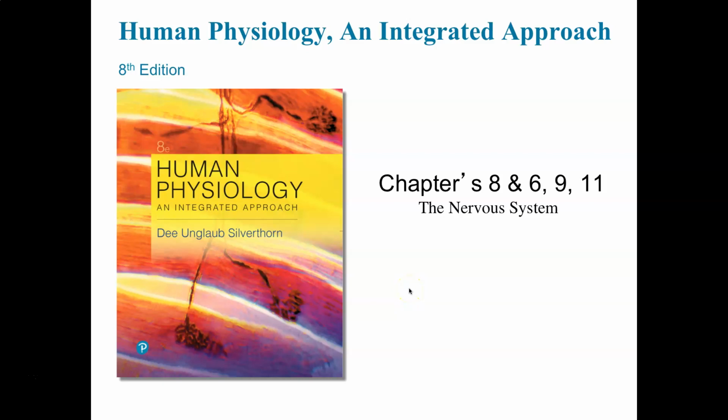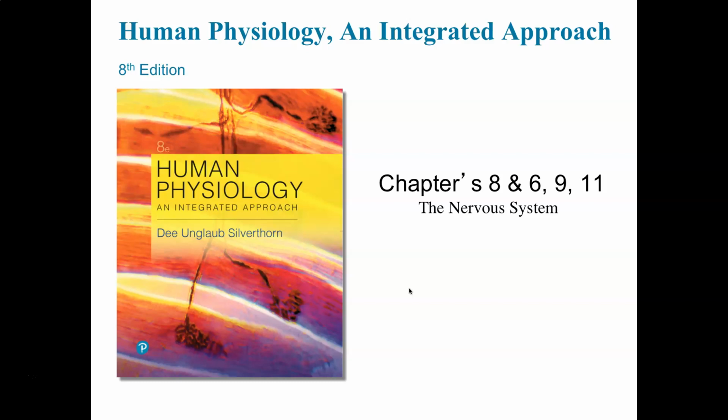Let's get started with the nervous system. As you go through the next set of videos, you're going to be working on one of the most complex systems that's found in the human body, especially from a physiological standpoint. So as you go through the nervous system, it's always a good idea to review the anatomy before you get into all of the major physiological mechanisms that take place within the nervous system.